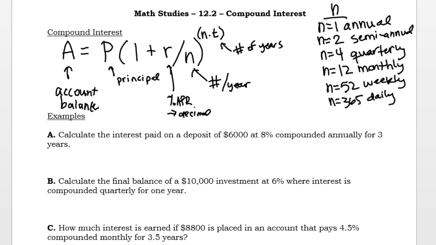If we have the total account balance and we want to get the interest instead of the account balance, we would just take the account balance and subtract off the original principal. So this is the interest percentage. This is the interest as a dollar amount.